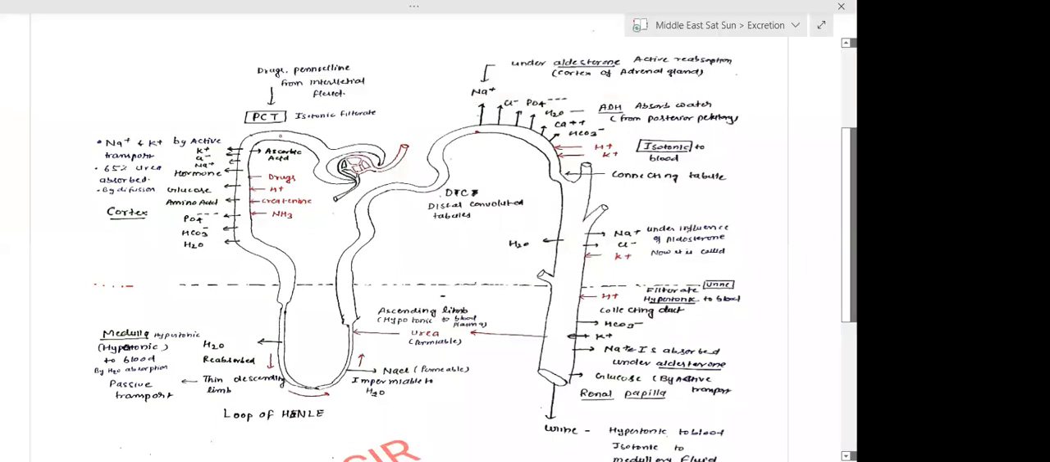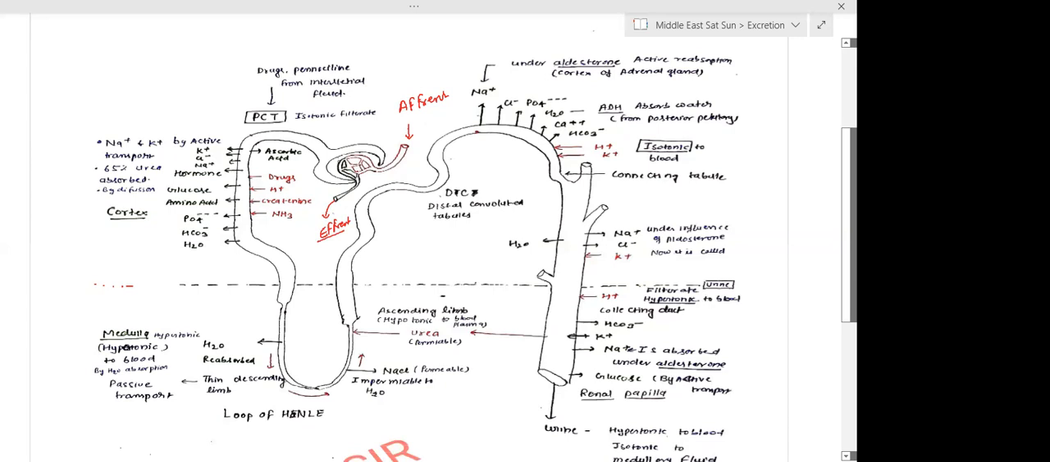Let me discuss with you. I'll start with the PCT, proximal convoluted tubule. Blood is coming inside from here. The part which brings blood inside the Bowman's capsule is called the afferent arteriole. And the part which brings back the purified blood is called the efferent arteriole. So we are clear with that concept. Now, whenever the blood passes through this Bowman's capsule, what will happen?